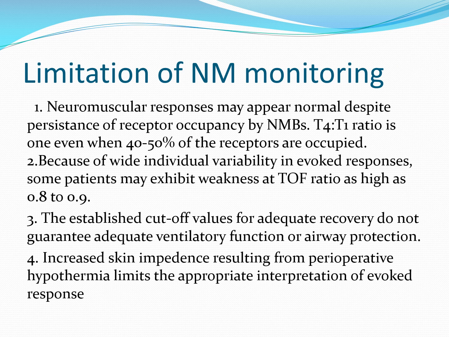What are the limitations of neuromuscular monitoring? Neuromuscular responses may appear normal despite persistence of receptor occupancy for neuromuscular blockade. Train of four ratio is 1 even when 40-50% of receptors are occupied. Because there is wide individual variability in evoked responses, some patients may exhibit weakness at train of four ratios as high as 0.8 to 0.9. The established cutoff values for adequate recovery don't guarantee adequate ventilatory function or airway protection. Increased skin impedance resulting from perioperative hypothermia limits the appropriate interpretation of evoked response.